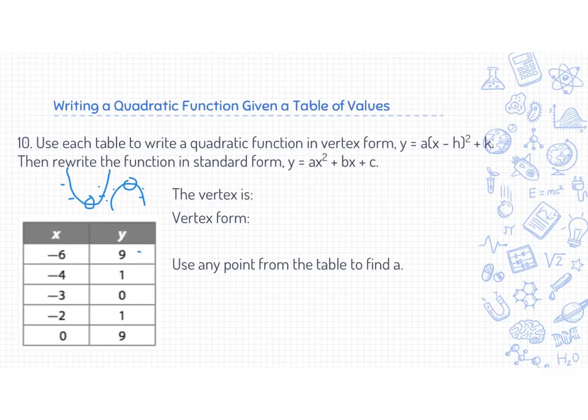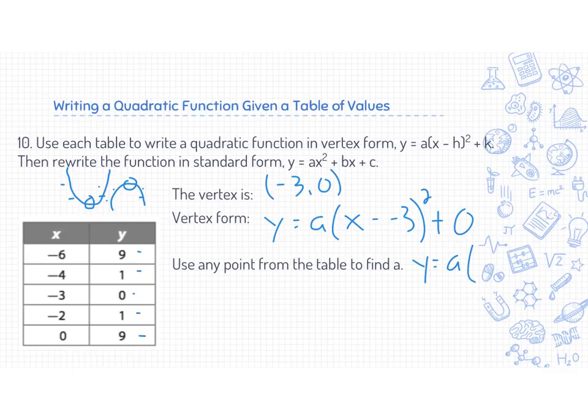So we go 9 and 9, 1 and 1, and then 0. So then our vertex is going to be negative 3, 0. And then vertex form is going to be y equals a times x minus h, which is the negative 3, squared plus k, which is 0. So simplify that a little bit. We get y equals a times x plus 3 squared.